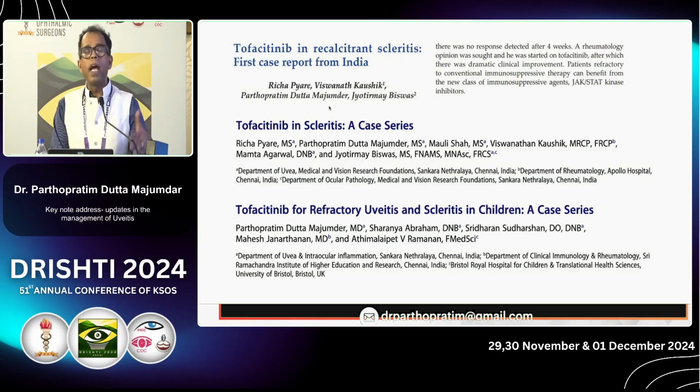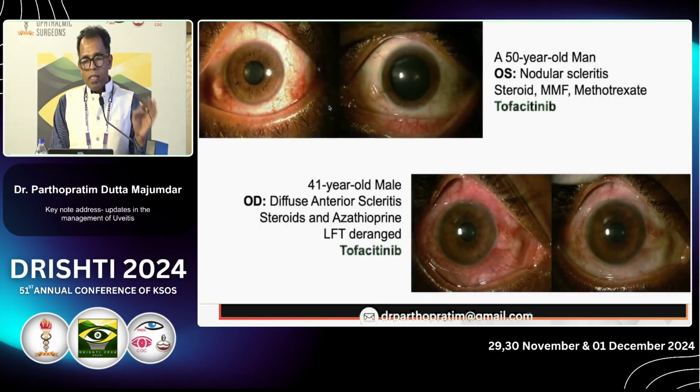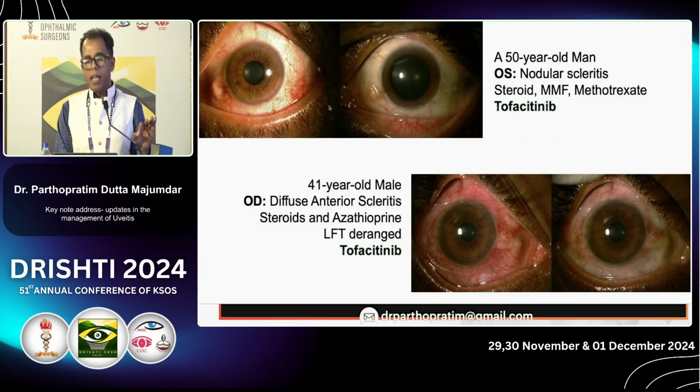And who is the ideal candidate? The patient who cannot afford the biological treatment, the needy people for whom the biological cost is too high. It can be done because each tablet is 20 rupees only. So per day cost is only 40 rupees. Now, these are some examples. I'm not going into that. These are all treatment-resistant cases of scleritis which ultimately responded to tofacitinib.